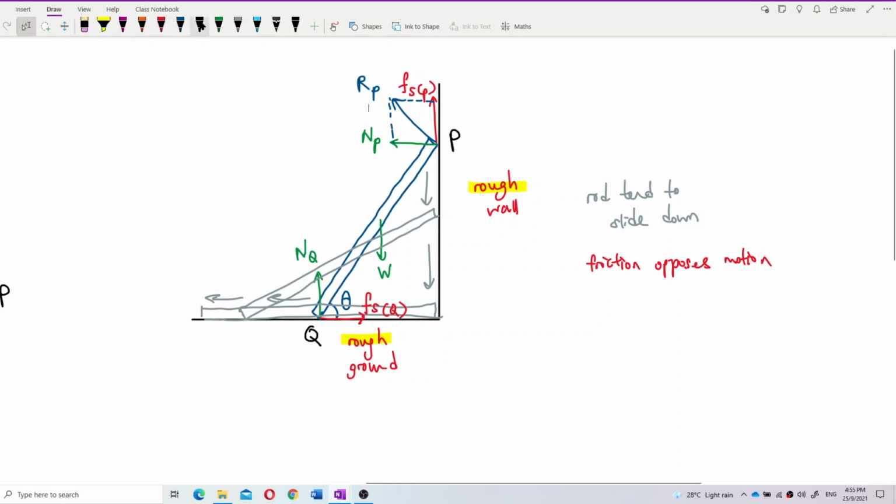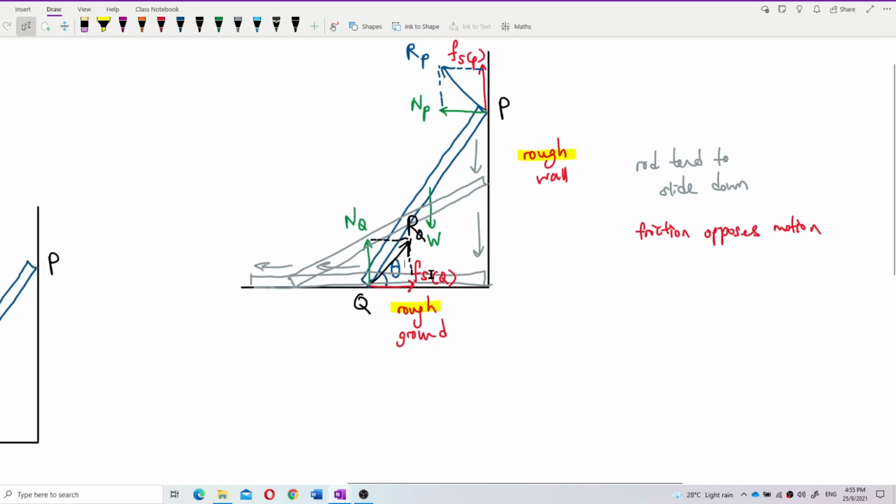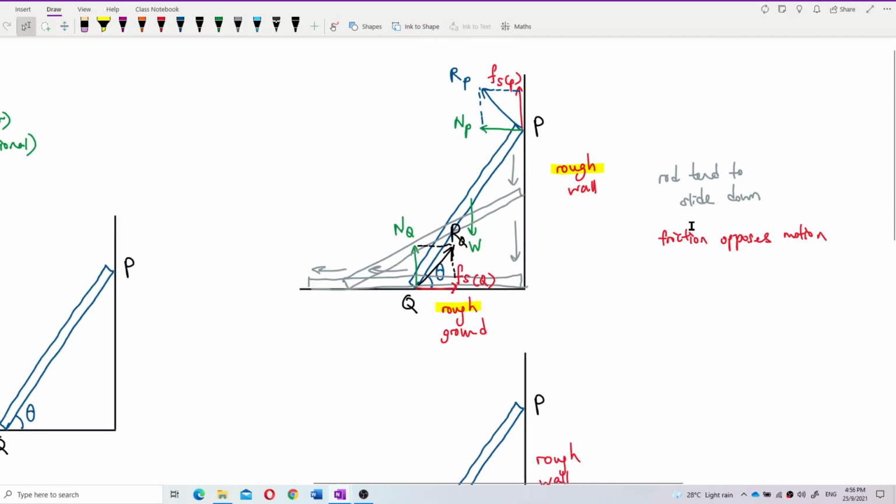Whereas for this part, the normal force and friction also become another reaction force. I'll use a black color. So these two forces combined, we get another force. This is the reaction force at point Q. You understand or not? That means this friction here becomes the X component, and this normal force becomes the Y component for reaction Q. In other words, we can redraw this diagram like this.